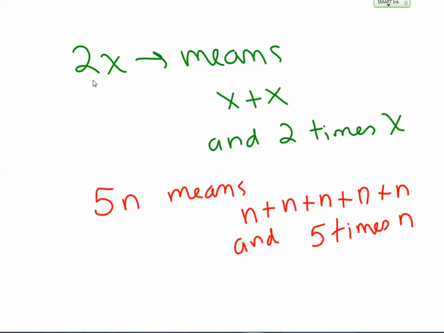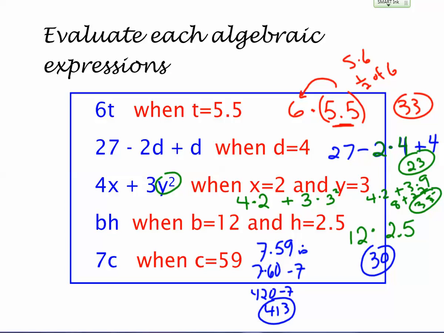So then we just reviewed that a little bit. 2 times x means x plus x, or 2 times x. 5n means n plus n plus n plus n plus n, or 5 times n. So remember, multiplication is repeated addition.